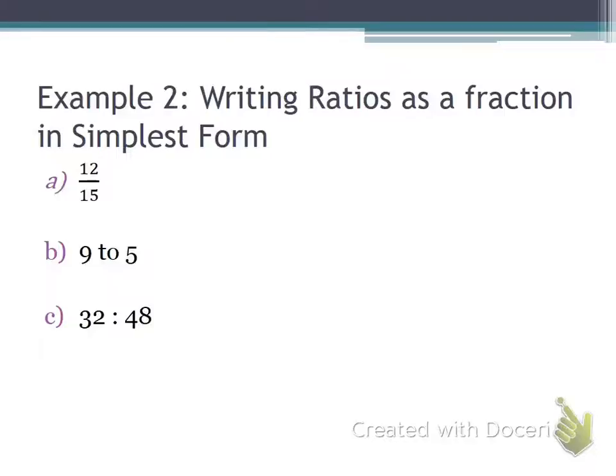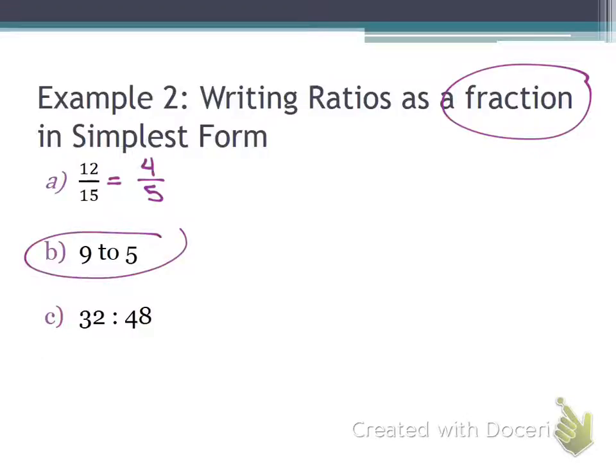The second example specifically wants you to write the ratio as a fraction in simplest form. Example A makes it even easier. It's already a fraction. I just have to reduce it. Go ahead and do that. So what does it reduce to? 4/5.